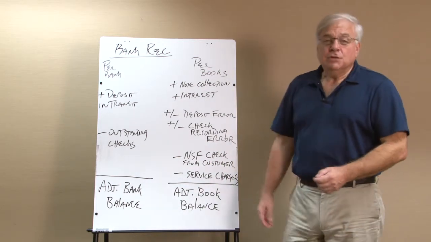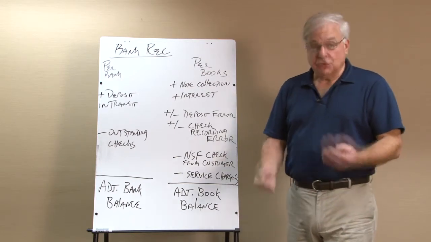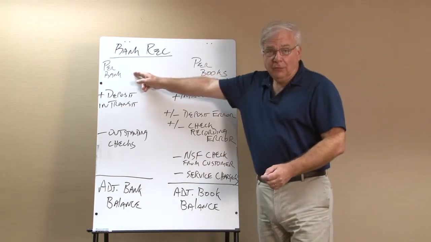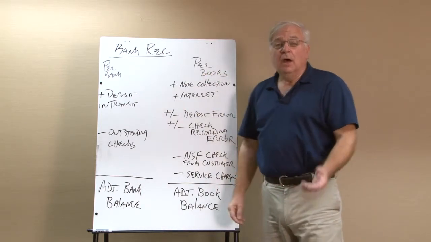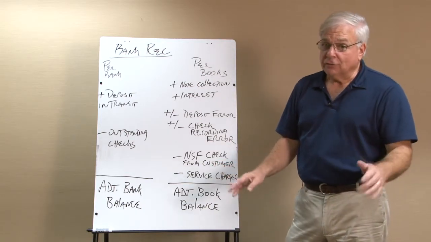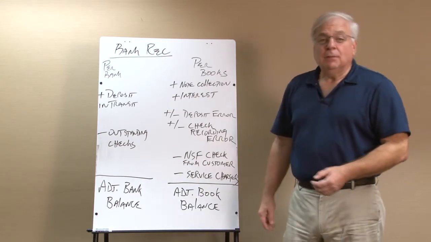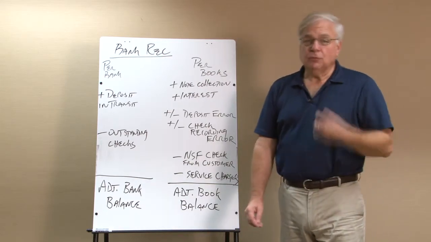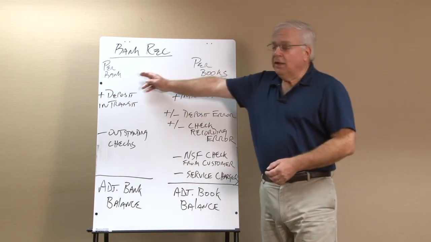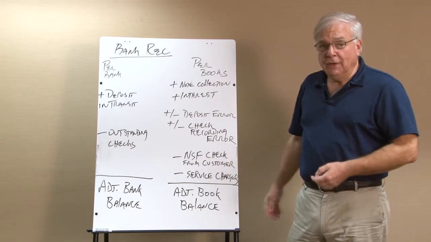NSF is an abbreviation for not sufficient funds. What it means is a customer bounced a check on us. Now the bank's already kicked it out of this balance by the time we see this, but unless we adjusted for it during the month, we haven't taken it out of ours yet, so we've got to do it now. Finally, service charges that the bank charges us for clearing checks, putting deposit items in, etc. The bank's already taken out of their balance. We haven't taken it from ours yet, so we're doing it now.